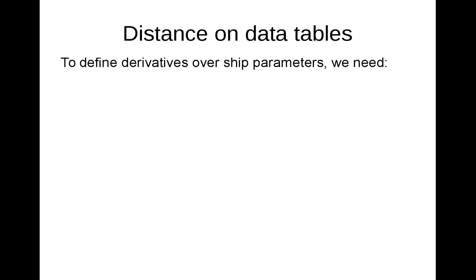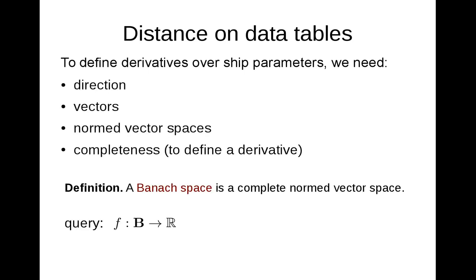If we come back to our example, we have ship's parameters and we want to define derivatives for these SQL workflows over the table of ships and table of islands. So we quite naturally end up with Banach spaces. So the Banach space is a vector space which is equipped with norms and which is complete. And we think of our set of possible databases as a Banach space.